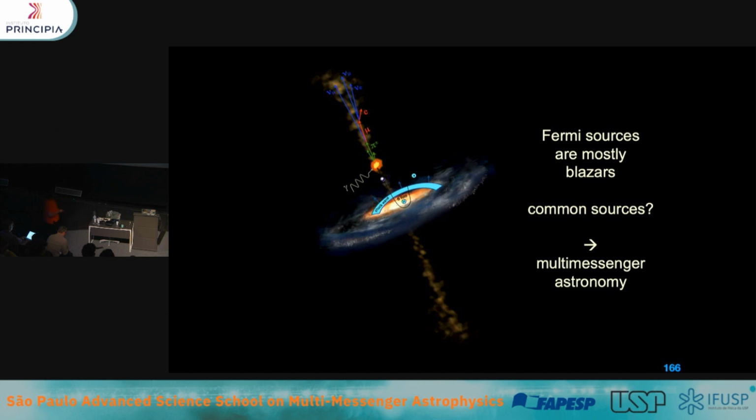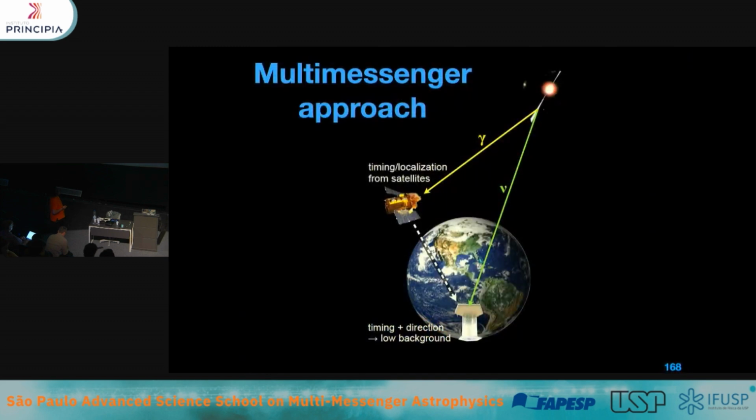Okay, so what's going on here? I'm going to skip this because I want to talk about multi-messenger. So one thing that we have been doing in IceCube to find these astrophysical sources and try to figure out this puzzle is to look for gamma opaque sources in correlation with other messengers.